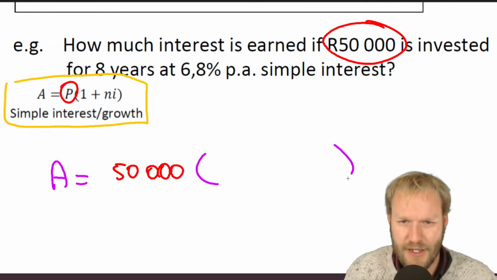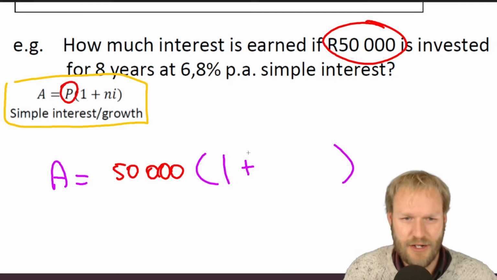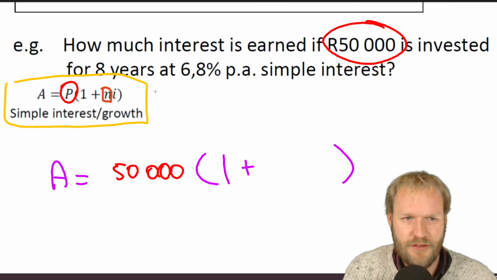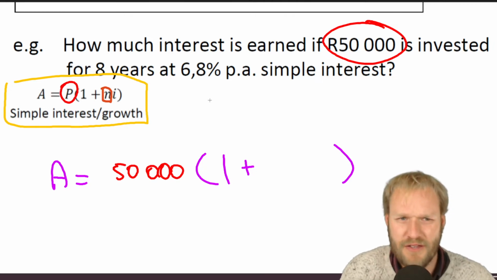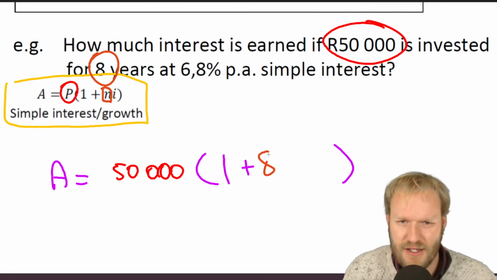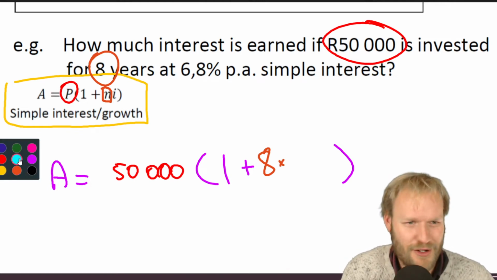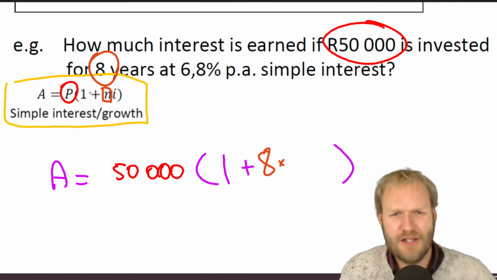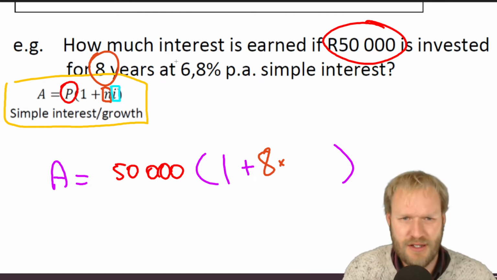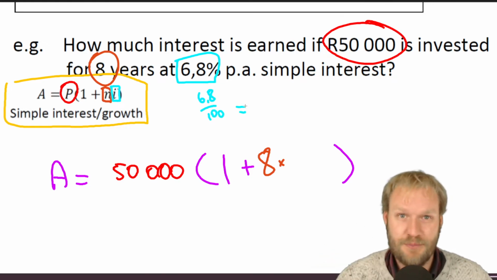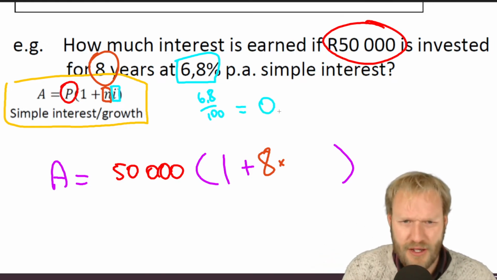Plus 1. Okay. And N is the number of compounding periods or number of years. So we're going at 8 years. And I know that you're just dying to answer a question by now. So here is your chance. And that is the interest is 6.8%, right? 6.8%. So what is that as a decimal? So as a decimal, that's 0,068.